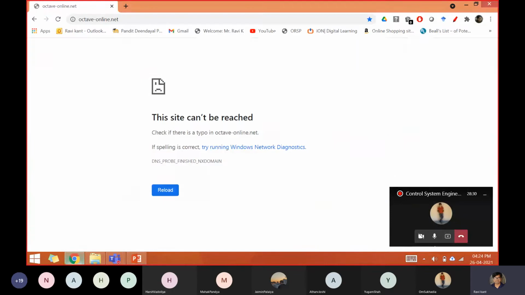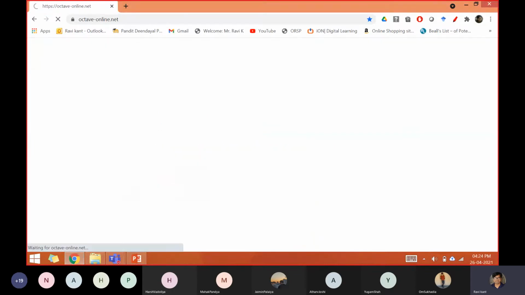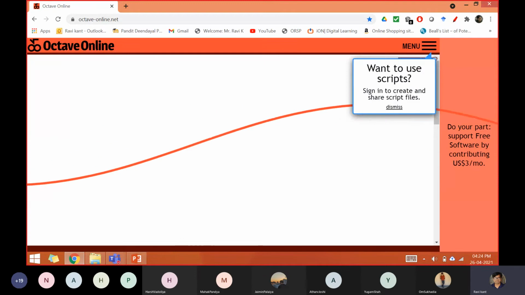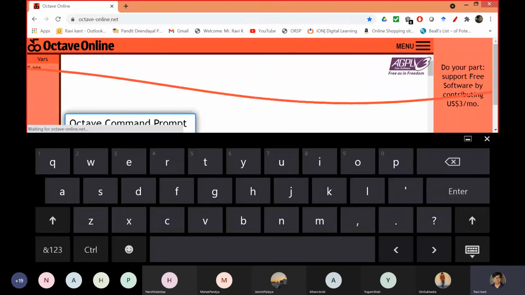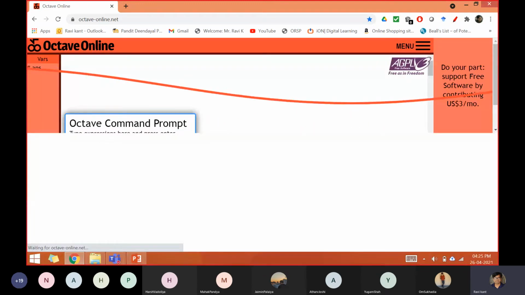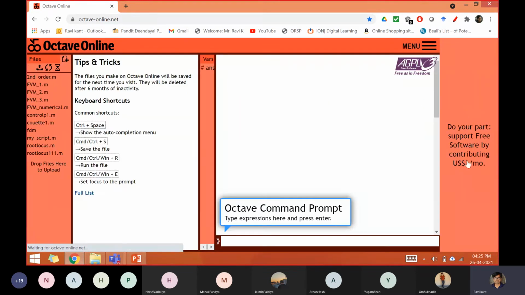I think it was working until yesterday. Why is it not working today? Okay, now it has started. Sometimes, this was the first time I encountered this kind of problem. We should actually support this software. $3 per month, oh, that's a big thing. Not per month. I can donate $3 one time, but not now. Maybe later. We should support these softwares with some money if you have.